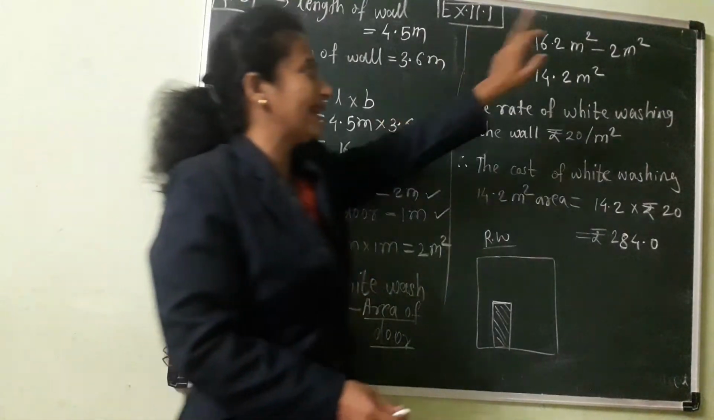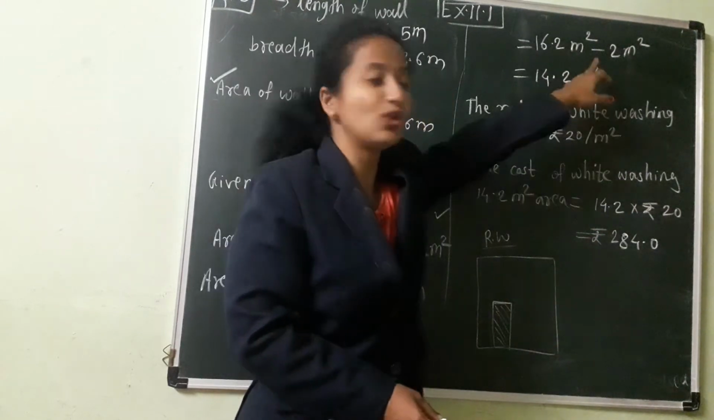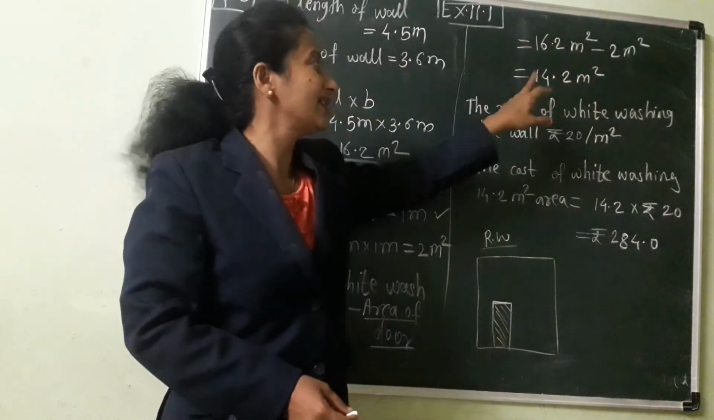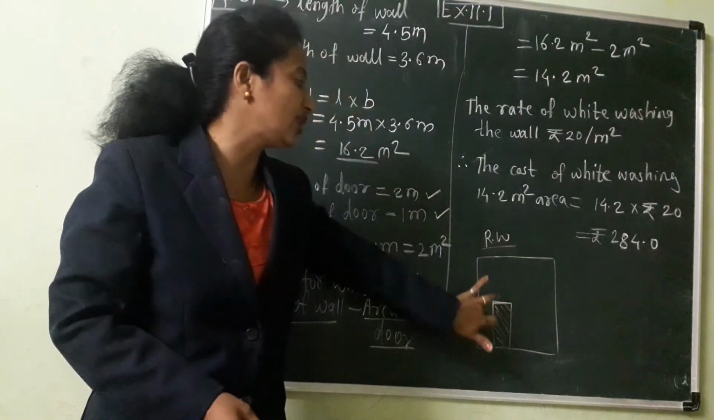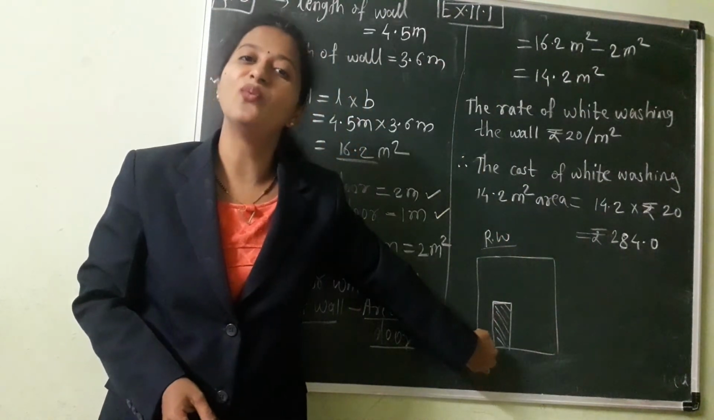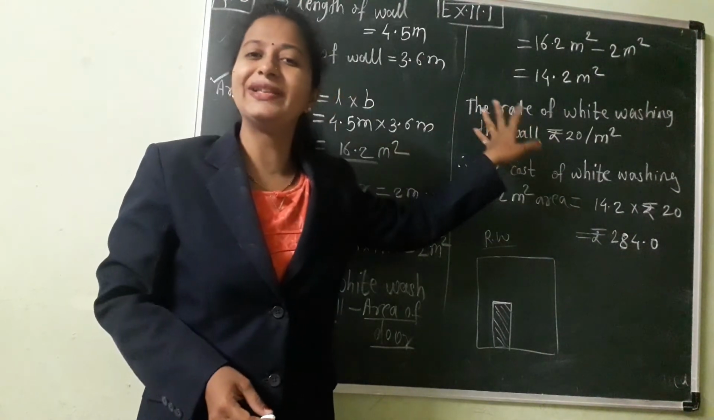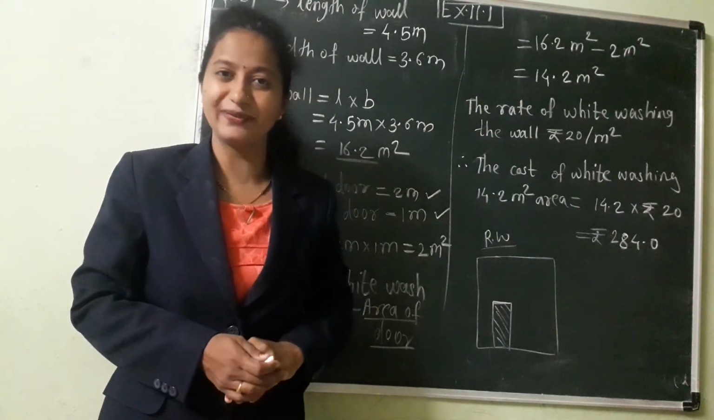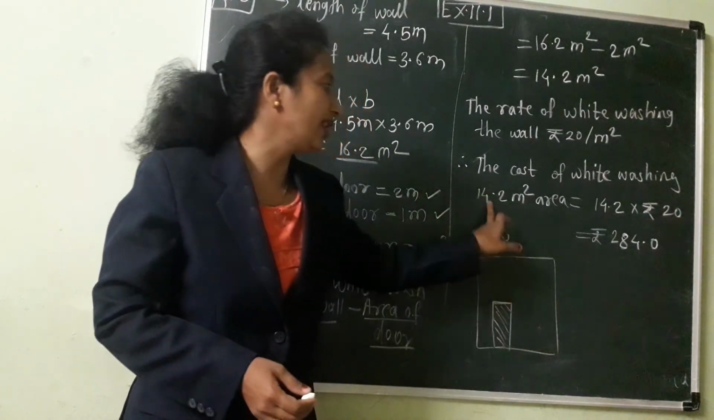So the total area is what? 16.2 meter square and the area of this door is 2 meter square. Then what is the final answer here? 14.2 meter square. This is the total area which we have to use for whitewash. Yes. Now the rate of whitewash is given, rupees 20 per meter square. So the total area which we got here is 14.2.